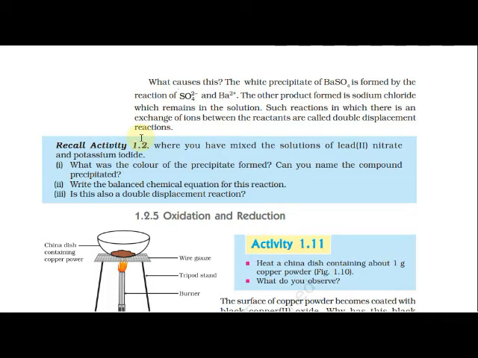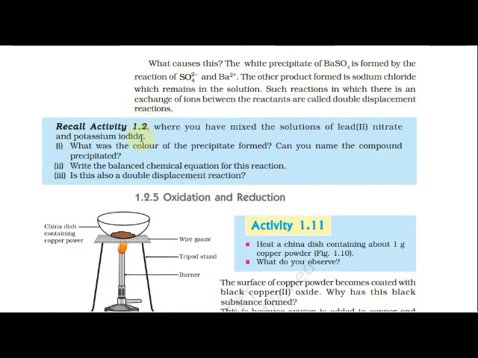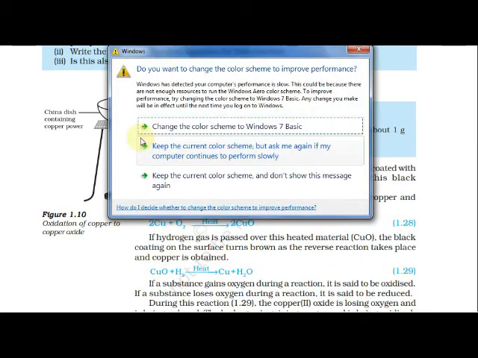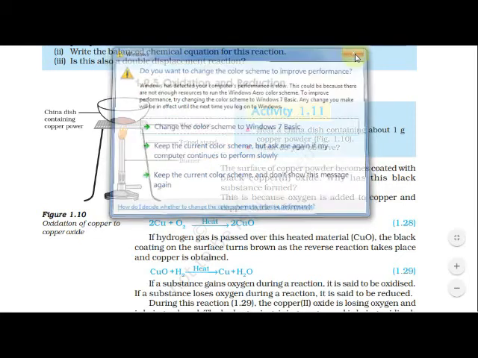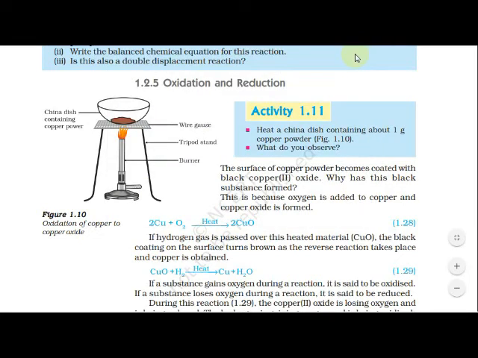Three examples of displacement reaction we have seen, and two examples of double displacement reaction we have seen. Now we are going to see oxidation and reduction. Here one activity is given. Figure 1.10, oxidation of copper to copper oxide. One evaporating dish is given. In this china dish, copper powder is placed. This china dish containing copper is kept on the wire gauze on the tripod stand.